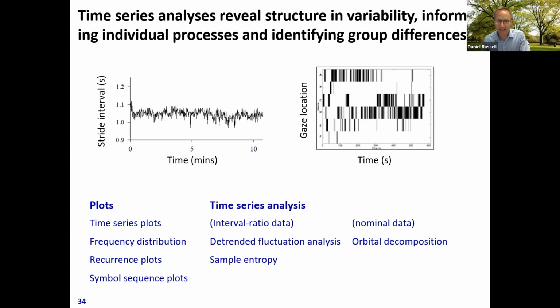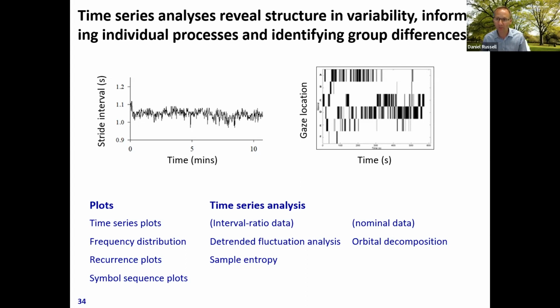For the time series analyses that I introduced here, for interval ratio data, we've gone through detrended fluctuation analysis, which is able to quantify structure, so we can distinguish whether we're producing uncorrelated white noise or something that is more pink noise-like, or something in between. And also sample entropy, which is a way of essentially asking the question, is our time series sequence predictable? Can we predict the future from the current values? So that's another useful metric.